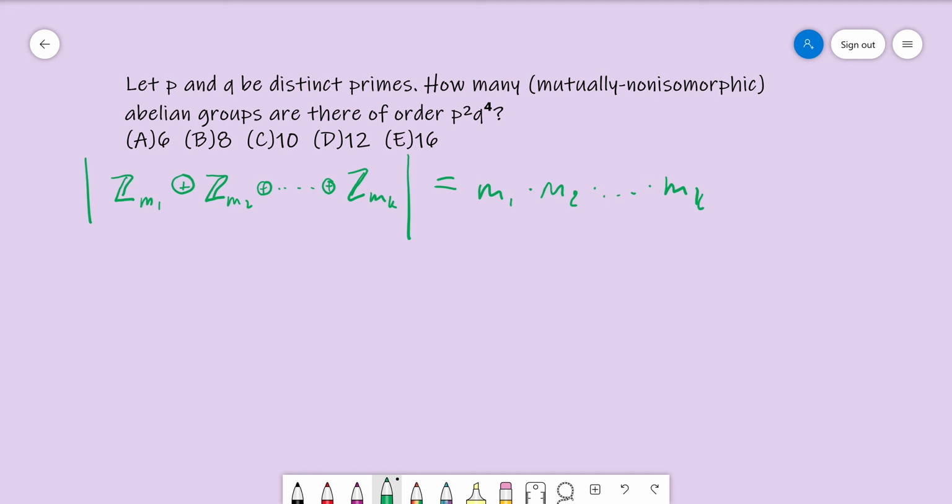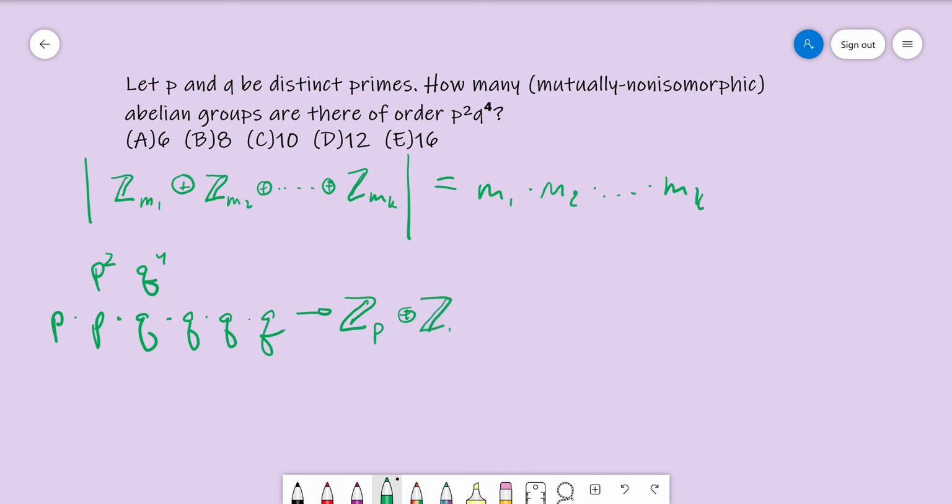as what's called a combination of elementary divisors. For example, p squared q to the fourth, that's one way of writing it. P times p times q times q times q times q, that's another way of writing it, which would translate to Z_p plus Z_p plus Z_q plus ... plus Z_q, and this here is 4 times.